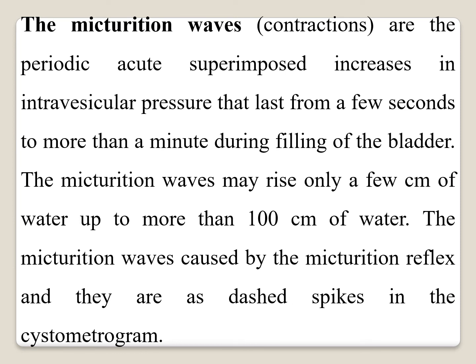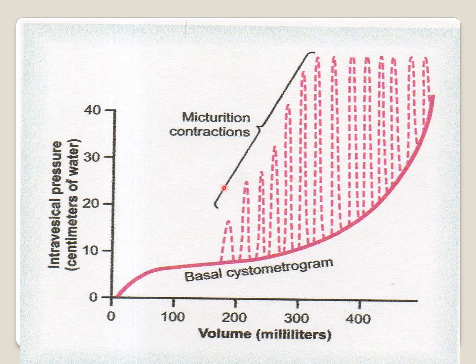The micturition wave is caused by the micturition reflex. Okay, this is the micturition wave, the dashed line. What are its characteristics? It is periodic, meaning it happens again every so often. Acute, meaning it has a sharp shape. Superimposed increase in the intravesicular pressure, because we have this basal intravesicular pressure, so superimposed means there is a baseline and it rises above it. This is what we call a superimposed increase in the intravesicular pressure.